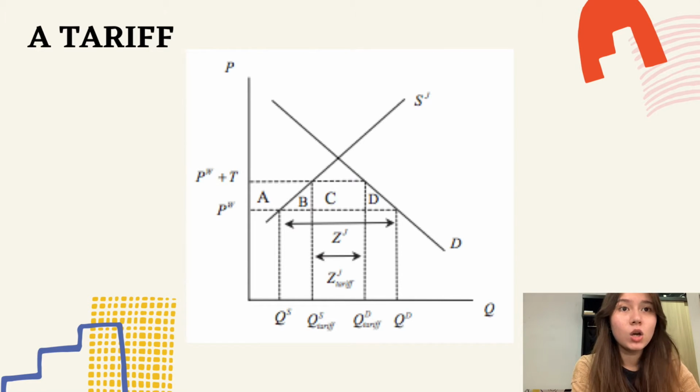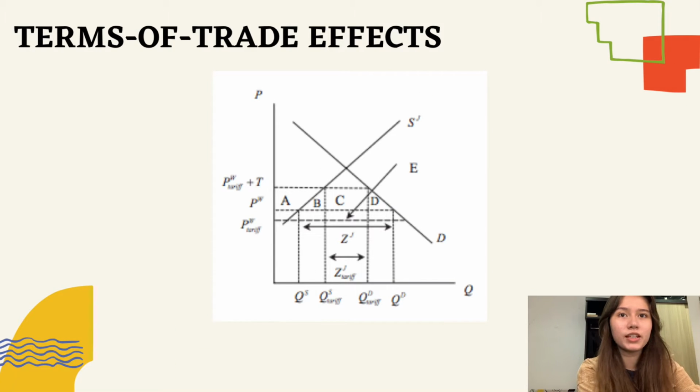In addition to the quantity effects of a tariff, there is also a set of welfare and revenue effects. This involves Japan's households, firms, and government. Next, there are terms of trade effects.